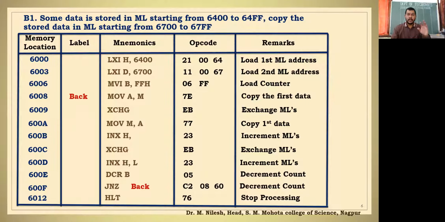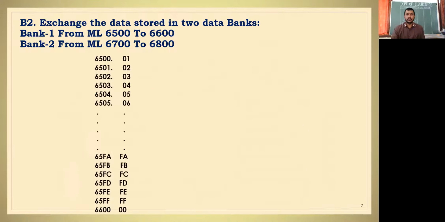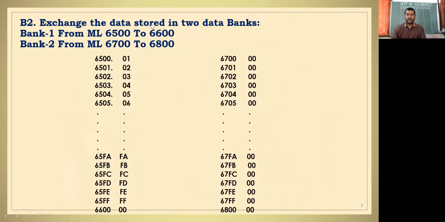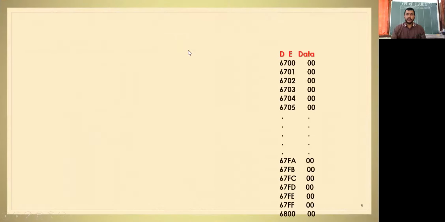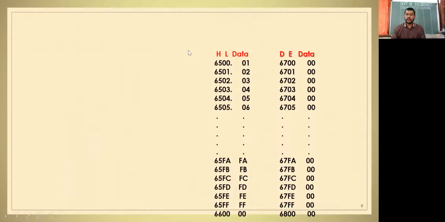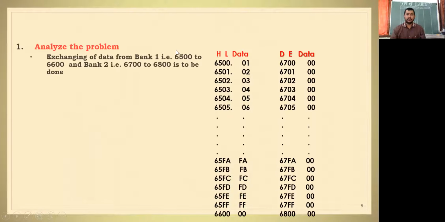This was the analysis of the program. So this was the basic of that. We have two banks: the first from 6500 to 6600, and the second bank from 6700 to 6800, right? So we were using this. Now again we have to use the register pairs HL and DE for the memory locations. I hope the program is not coming over here. It will come in the last. So this is the logic that we are going to use.